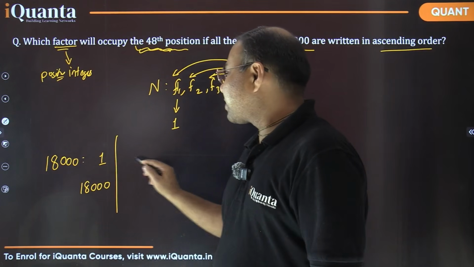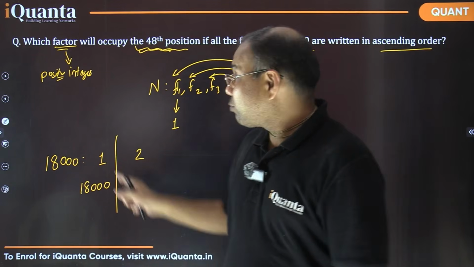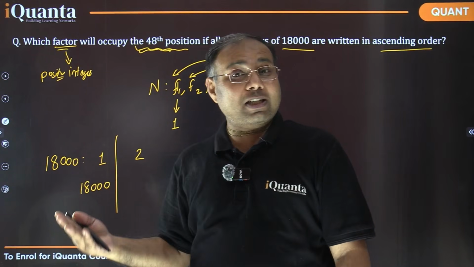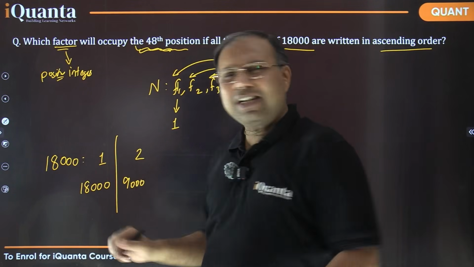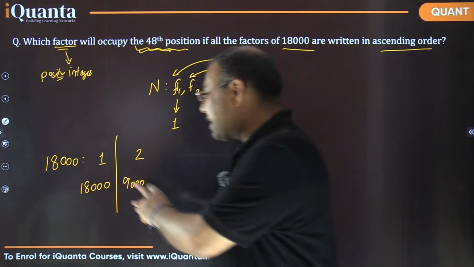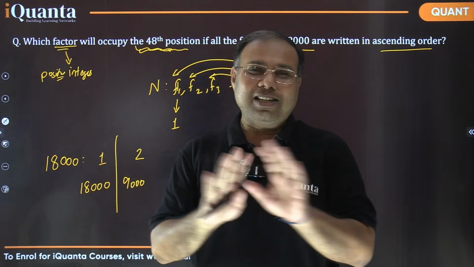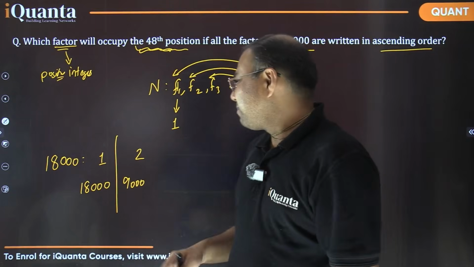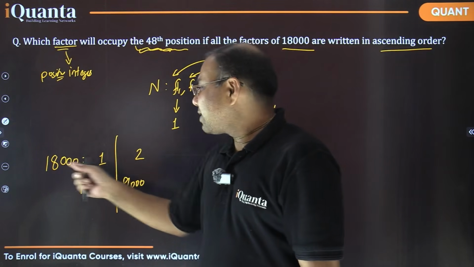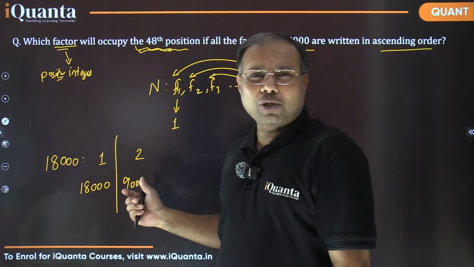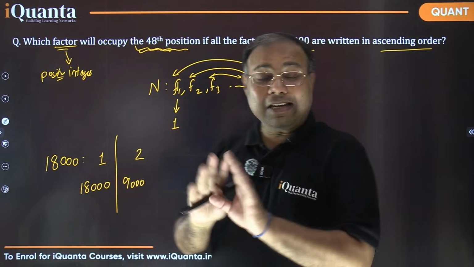What is the next factor? 2 also divides this number, so 2 is the second factor. And what will be the second largest factor? Of course, it is going to be 9,000. You can think for a while and check. Will there be any number between 9,000 and 18,000 that divides it? Certainly not. It is very clearly observable that after 1, the next is 2. When you divide 18,000 by 2, you get 9,000 only, so there cannot be any number in between. I hope this fact is very clear now.